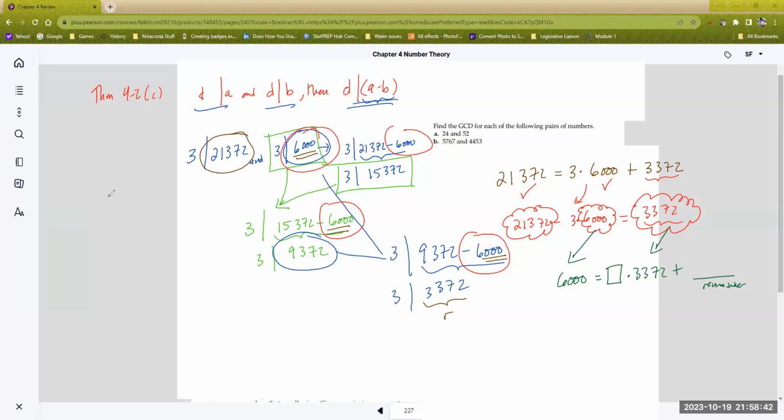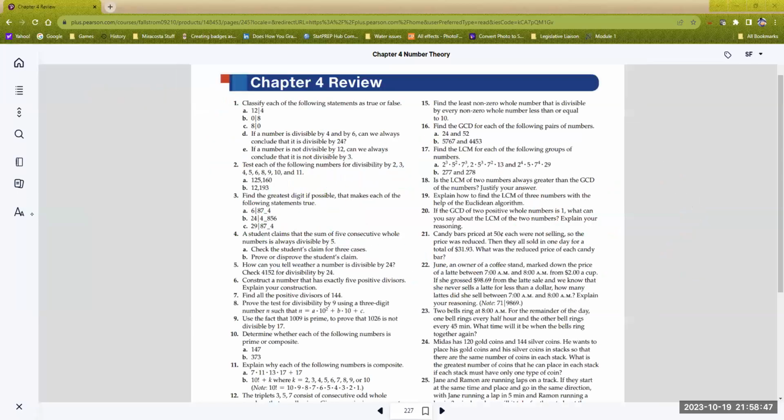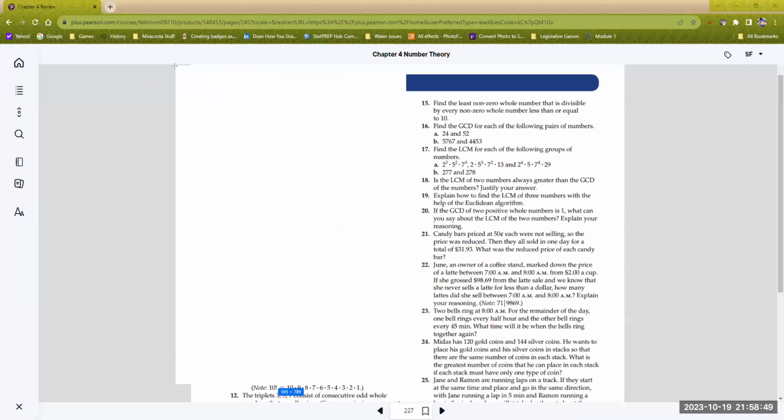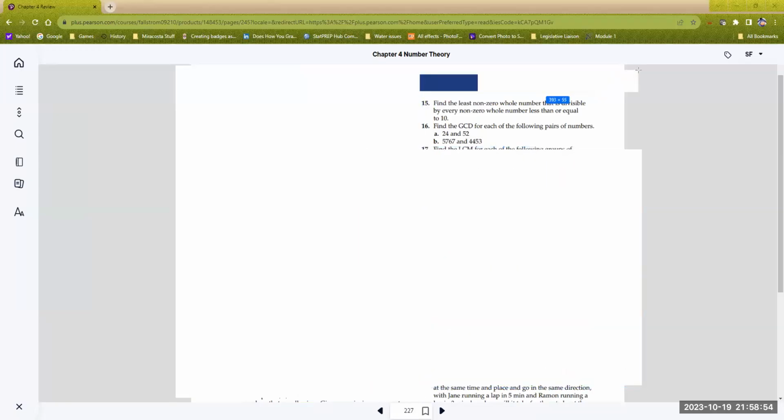Now let's see it applied a couple times. Let me clear my drawings off here. We'll go back and throw just a little bit of white space over here. I'm going to take a look at these two questions right up here. This is question 16. It says find the GCD, and it doesn't tell you which method to use, so you could really use any method at all. For the problem 24 and 52, if I'm trying to find the GCD, I could spend some time doing some prime factorization, right? 6 times 4, which is 2 times 3 times 2 times 2.